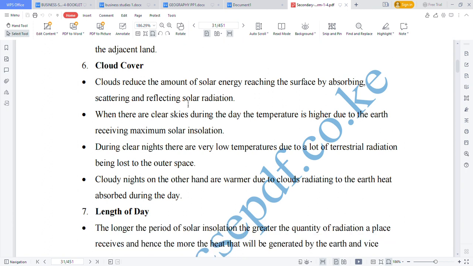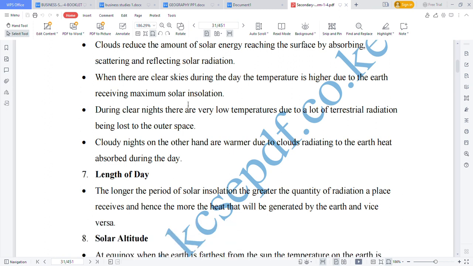Number 6, we have cloud cover. Clouds reduce the amount of solar energy reaching the surface by absorbing, scattering, and reflecting solar radiation. The next point, where there are clear skies during the day, the temperature is higher due to the Earth receiving maximum solar insolation.